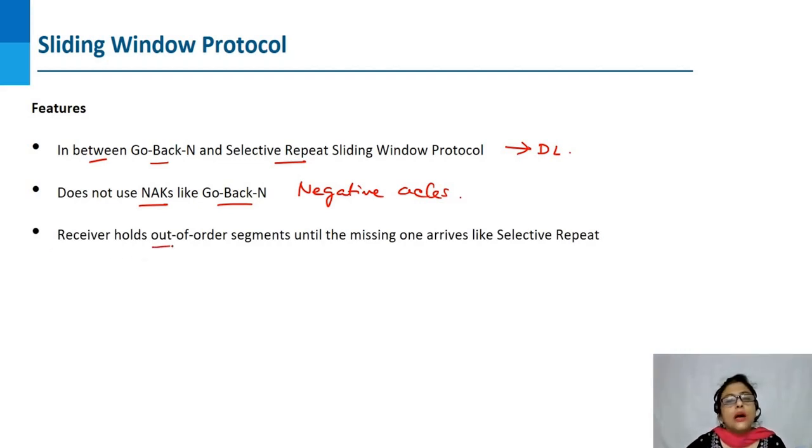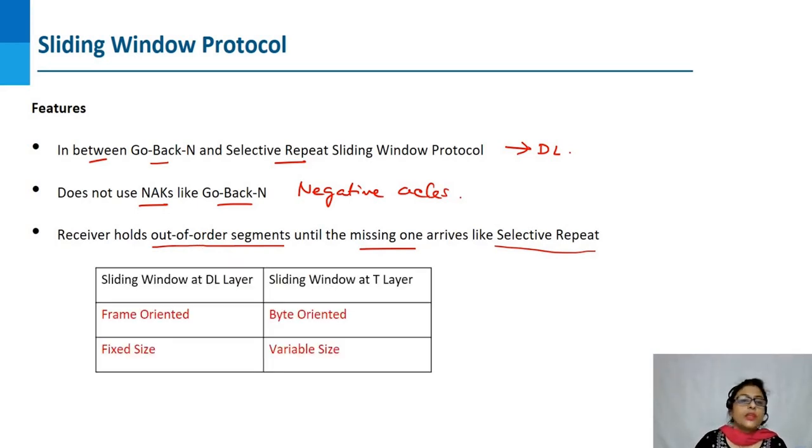The receiver holds out of order segments until the missing one arrives, just like selective repeat sliding window protocol. We have talked about out of order segments in a previous video. Now there is a difference between sliding window protocol at the data link layer and at the transport layer. At the data link layer, this protocol is frame oriented. At the transport layer, this protocol is byte oriented. At the data link layer, this protocol has fixed size, whereas at the transport layer, it has variable size.